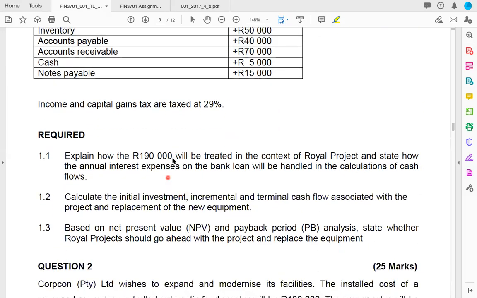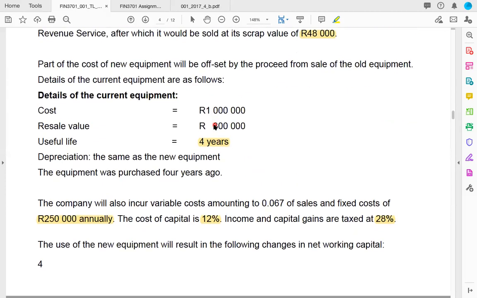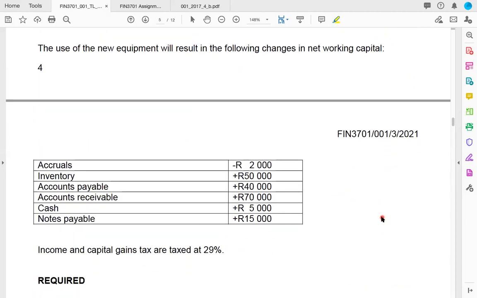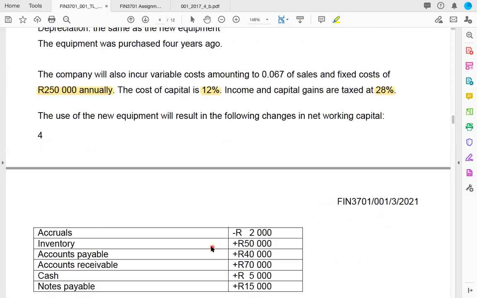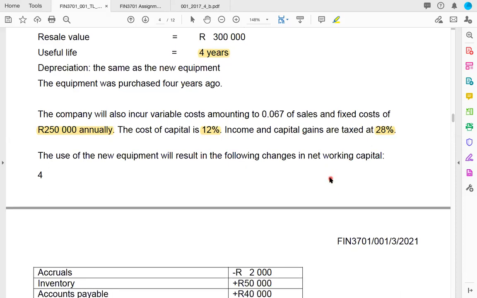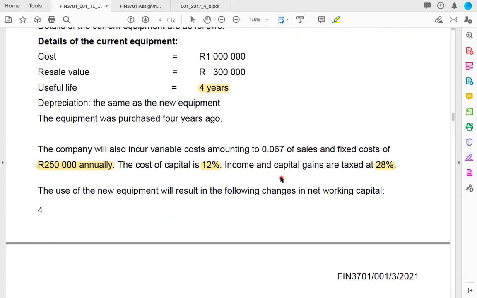And then we are asked 3 questions. Number 1 says, explain how the 190,000 Rand will be treated in the context. Okay, there you see, here it says income and capital gains are taxed at 28%, and then here it says they are taxed at 29%. So there's an inconsistency. But the lecturer said whether you use 28% or 29%, you'll get credit.